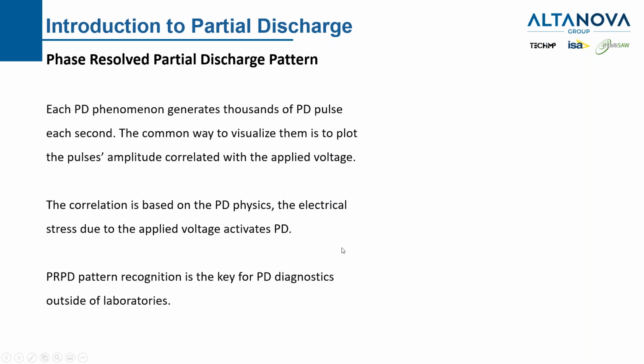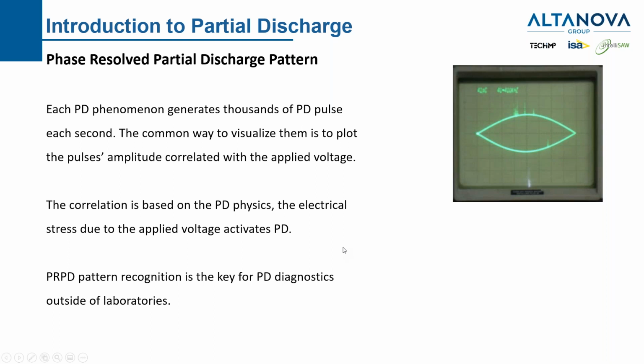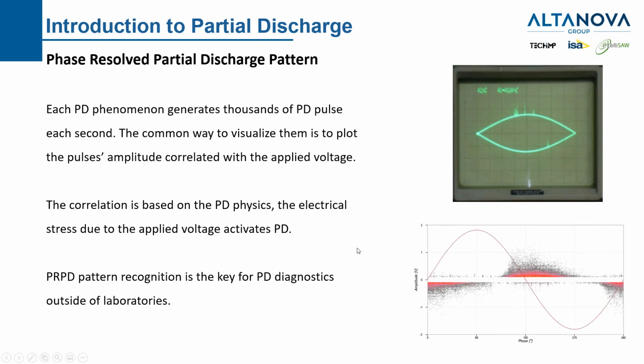Each PD pulse is generated by a PD source, and every second we can have thousands of them. The common way to visualize this phenomenon is to plot the pulse amplitude sorted by the phase angle of the applied voltage. So we will have phase angle on the horizontal axis and amplitude on the vertical axis.